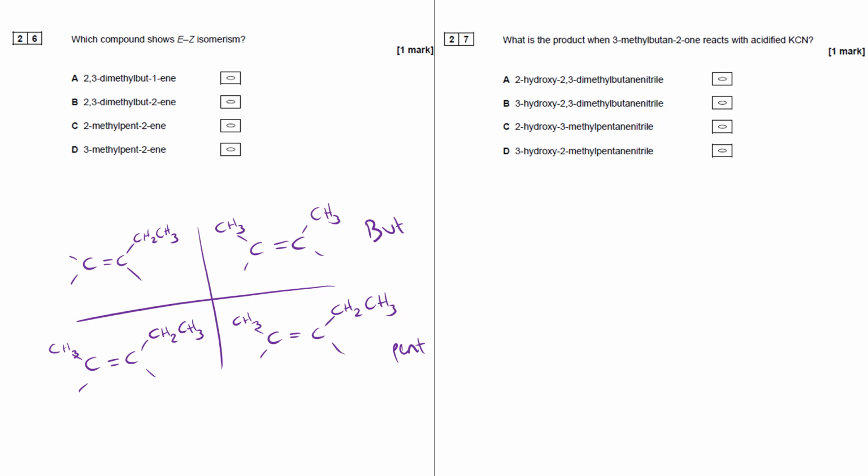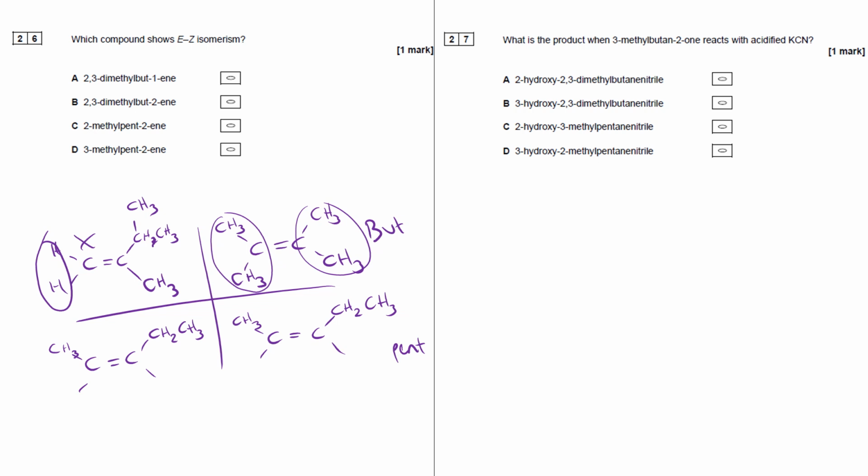So would A show EZ isomerism? If it's but-1-ene, on carbon 2 I've got a methyl group, and on carbon 3 I've got a methyl group. So I've just crossed out hydrogen. That would not show EZ isomerism because I've got 2 hydrogens on the same carbon. Option B, I've got a methyl group on carbon 2 and a methyl group on carbon 3. That would not show EZ isomerism because I've got the same thing on both of the carbons in the double bond.